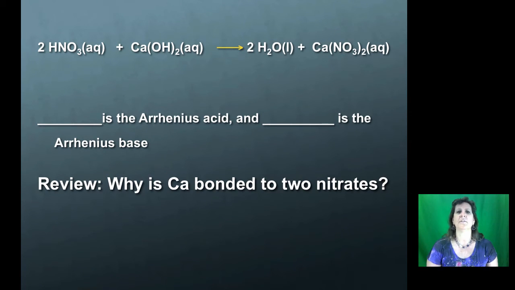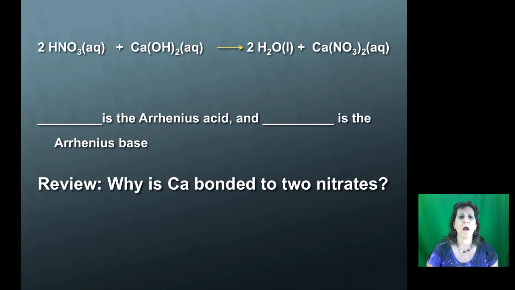Alright, here we see a balanced equation. 2HNO3 aqueous plus Ca(OH)2 aqueous makes 2 H2O liquids plus Ca(NO3)2 aqueous. So looking at that reaction, can you tell what kind of reaction it is? You're correct if you said it's a neutralization reaction. It is indeed an acid-base neutralization reaction.